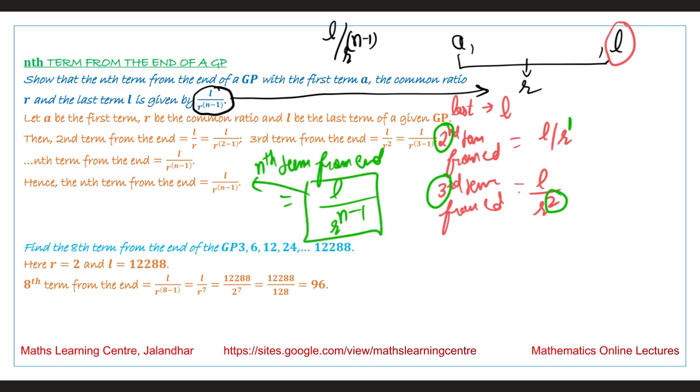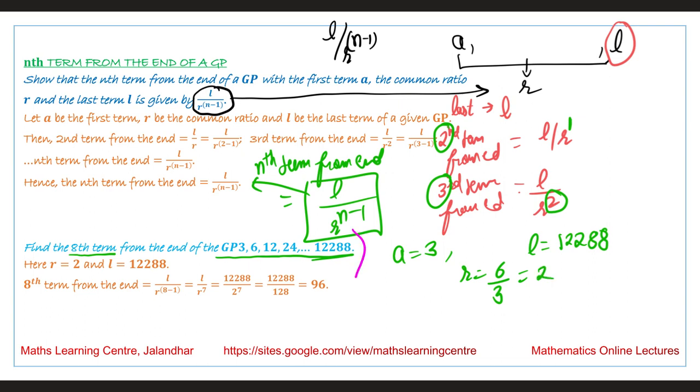So we have this question based upon this formula. Find the 8th term from the end of the GP. The value of A is 3. The value of L is 12288. And the value of R is 6 by 3, which is equal to 2.